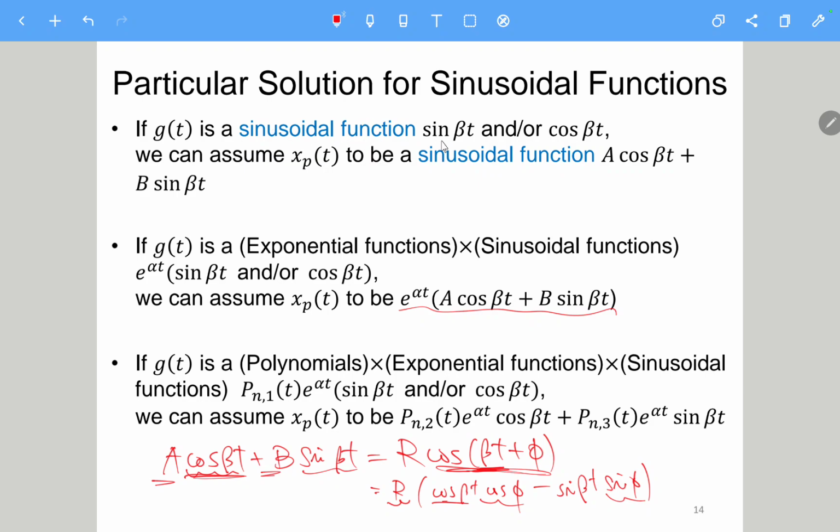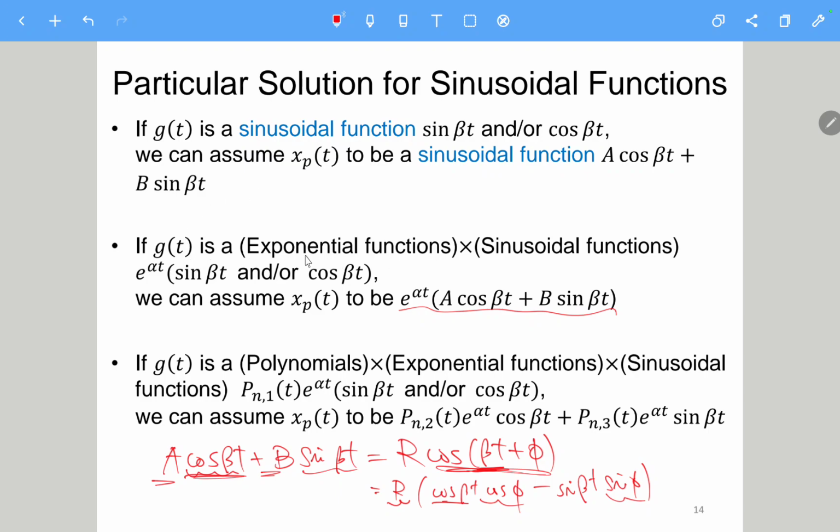If we have a sinusoidal function as the input, maybe this one, or both, then you just assume the particular solution to be a times cosine of beta t plus b sine of beta t. So if you just get one, you still assume 2. If you have 2, you still assume 2. Okay, so this is the sinusoidal function, which usually we will use this case.